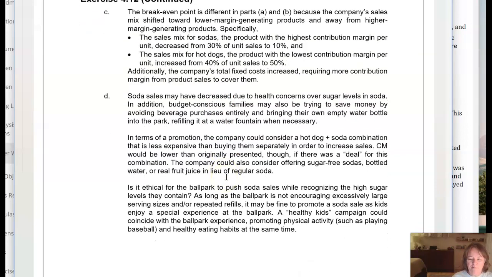People might bring their own empty water bottle and refill it in the fountain when necessary. And in terms of a promotion, they could have a hot dog plus soda combination. It's less expensive than buying them separately, to increase sales. The contribution may be lower than originally presented if there's a deal, but the volume might make up for it. They could also consider offering sugar-free sodas, bottled water, or real fruit juice.